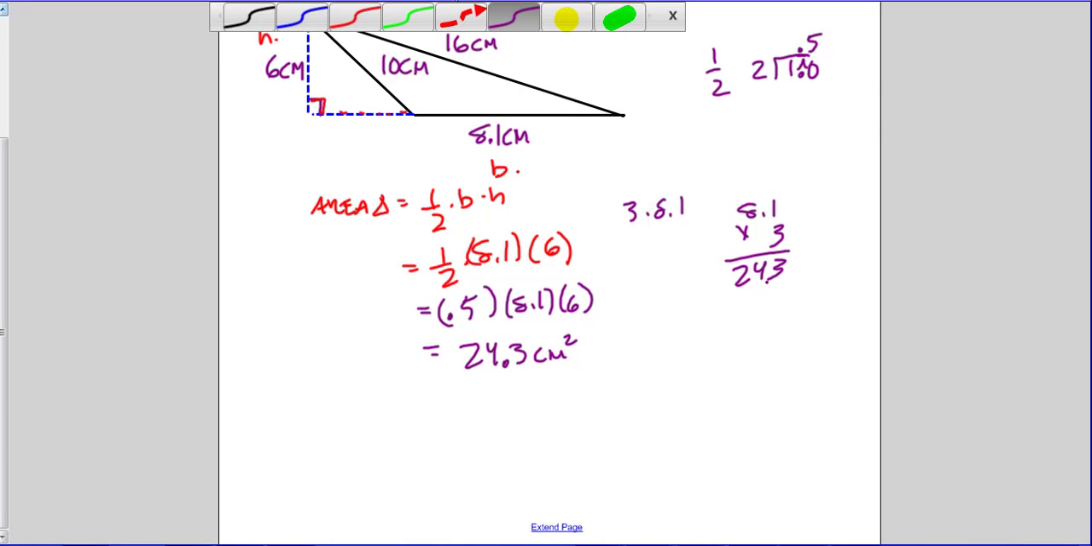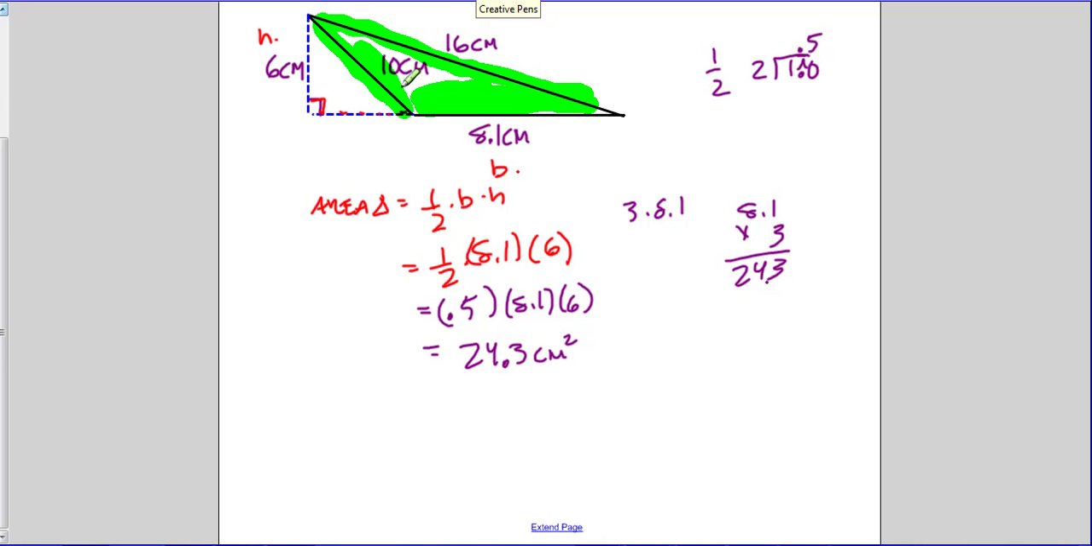So again, the area is referring to the amount of space inside the actual triangle. I could fit 24.3 little square centimeters inside this triangle. That's what this means. Each of these little square centimeters is 1 centimeter on a side, and I can fit 24.3 of them.